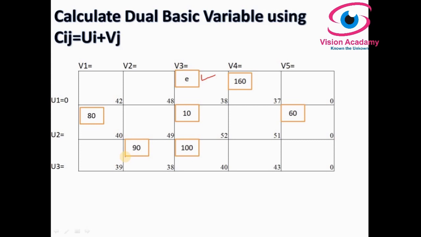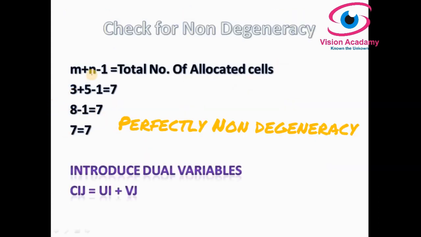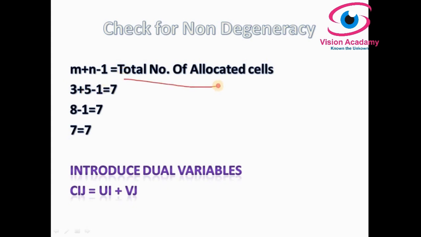whether it is a non-degeneracy form now. So look at here, total allocation now is 1 2 3 4 5 6 7, and number of rows, which mean n is 5, number of columns is 3. Look at here, columns m is 3, rows are 5, n minus 1. So total number of allocation now becomes 7. So 8 minus 1 equals to 7. 7 equals to 7. Now it is a perfectly non-degeneracy type. Now you can go for optimization this technique.